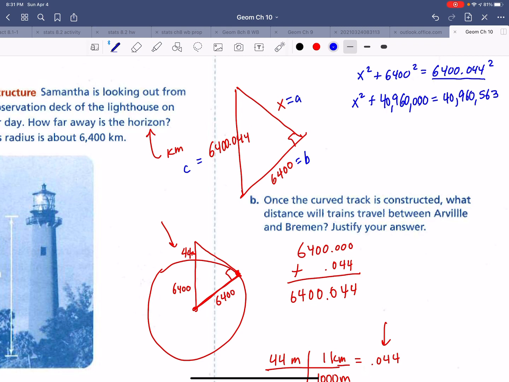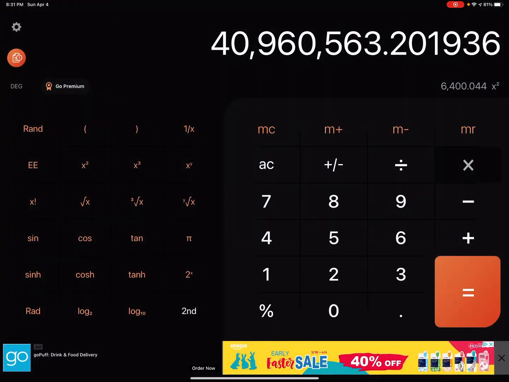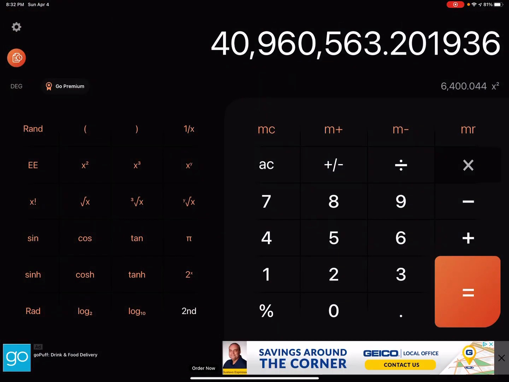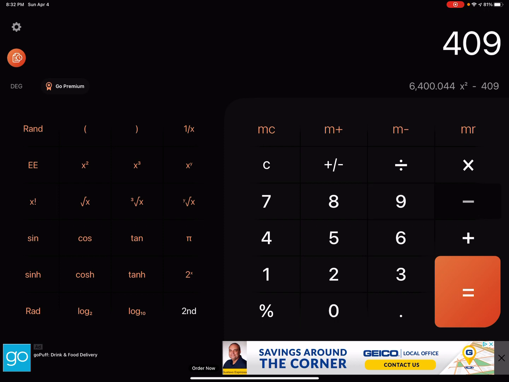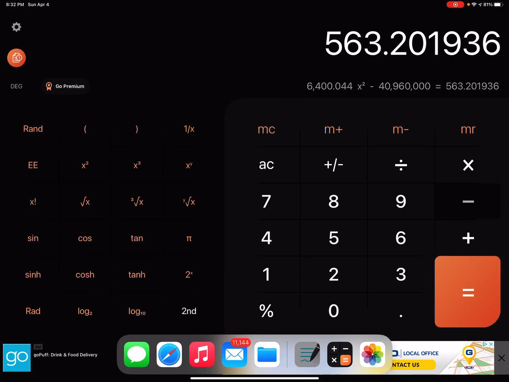All right, so it's not too far off. So I'm going to subtract this big ugly number on both sides. So we get x squared is equal to basically 563. I'm going to do that here on my calculator. Subtract 40,960,000. Bam. Yeah, right? So that's what we got.